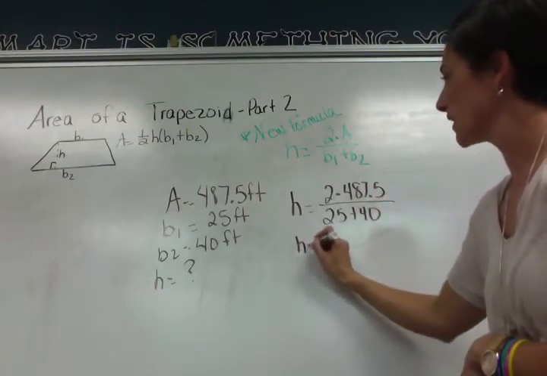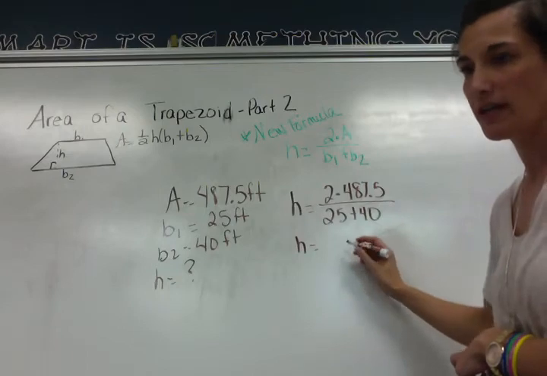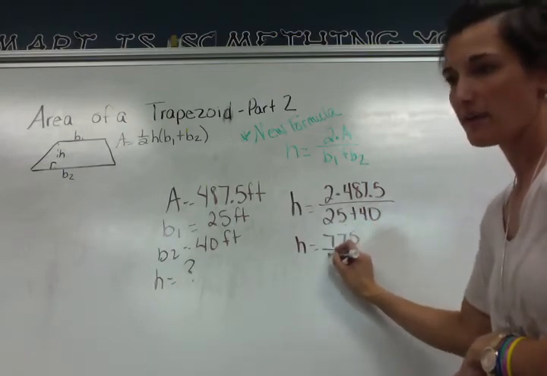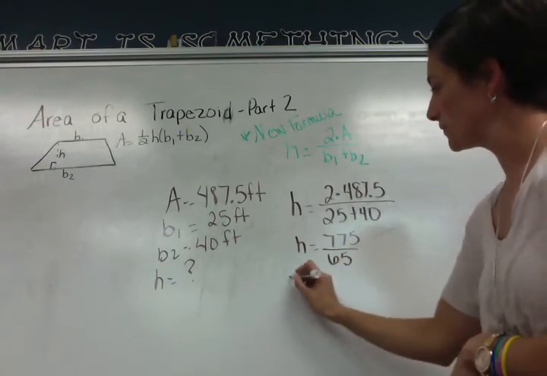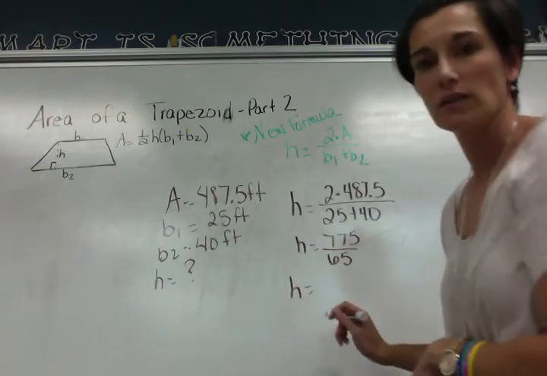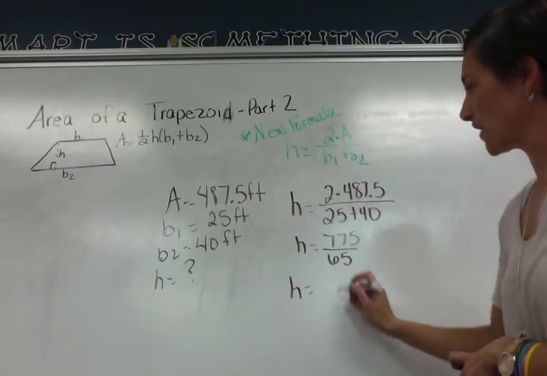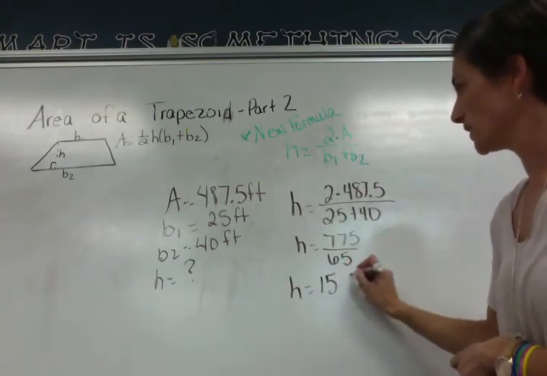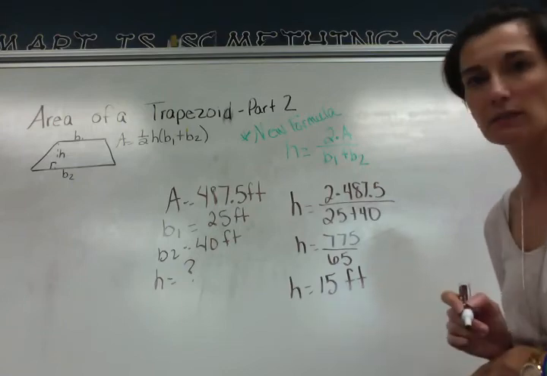As I continue down, I know that 2 times 487 is 775. And I'm going to divide that by 65. And then I can do some math in my head here. I know 65 goes into 77 one time. It looks like about 15 feet is my answer.